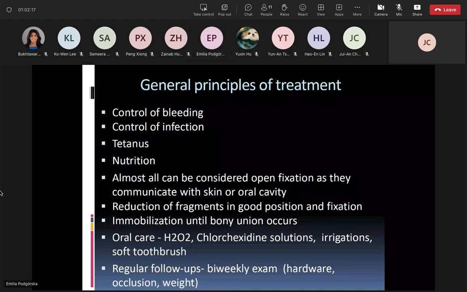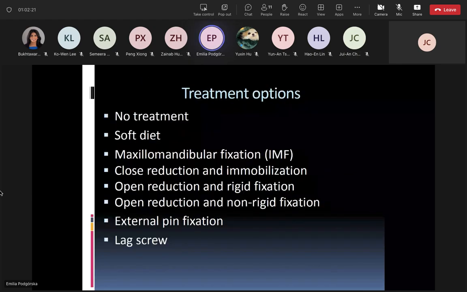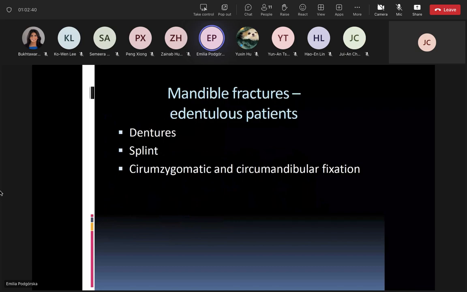Treatment options: no treatment, soft diet, maxillomandibular fixation, closed reduction and immobilization, open reduction and rigid fixation, open reduction and non-rigid fixation, external pin fixation, and flat screw. Also splints, dentures, and circumzygomatic and circummandibular fixation.